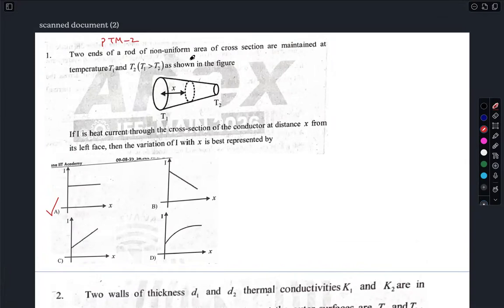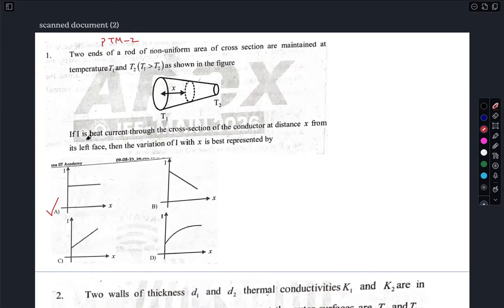The ends of rods of uniform area of cross section are maintained at temperature. This is at high temperature, this is at low temperature. It is equivalent to the current case: high potential, low potential, current flows. Current through each cross section is the same, but not current density.